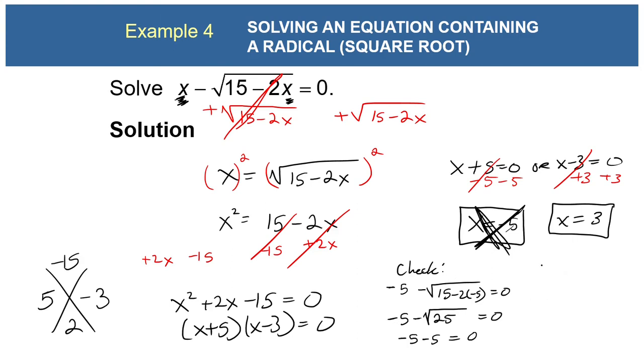Let's check x equals positive 3 now. I have 3 minus the square root of 15 minus 2 times 3 equals 0. We have 3 minus the square root of 15 minus 6, well, that's 9. And then we know the square root of 9 is just 3. 3 minus 3 is indeed 0, so this works. So we only have one good solution, x equals 3.